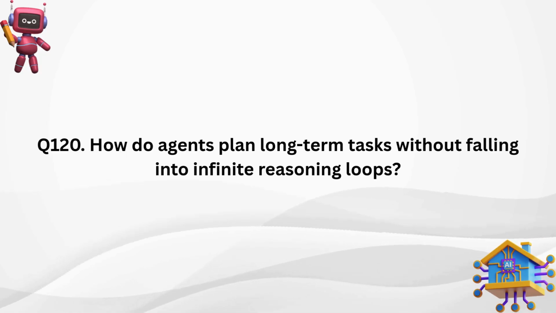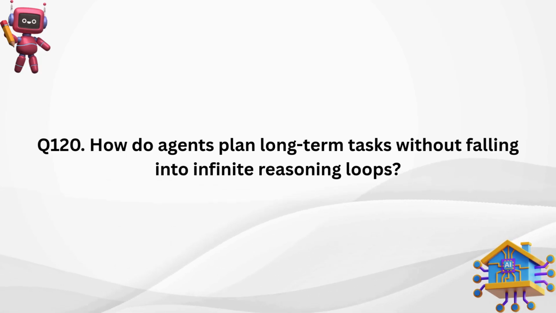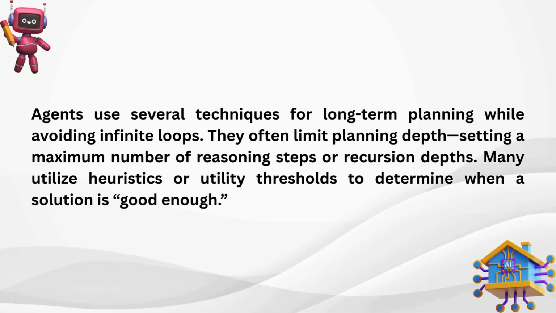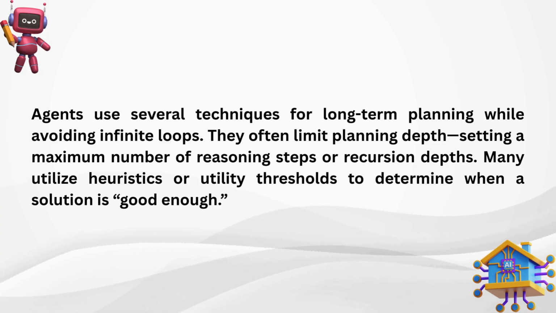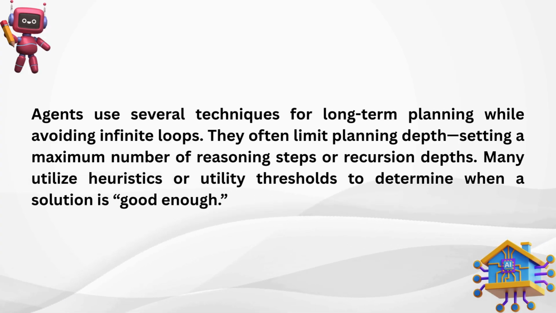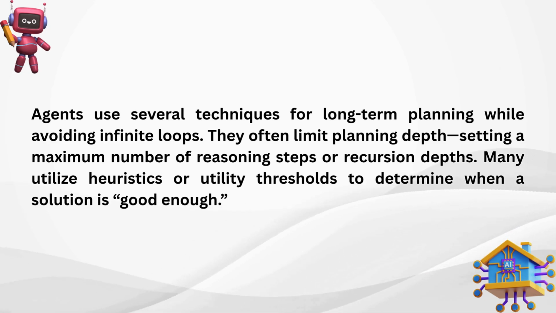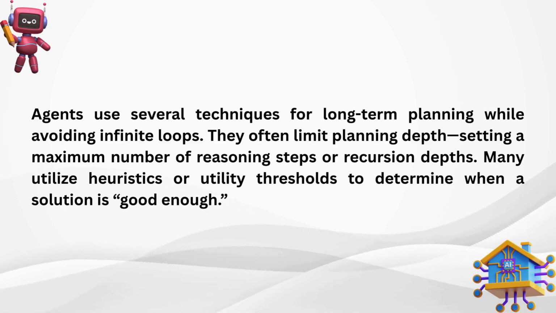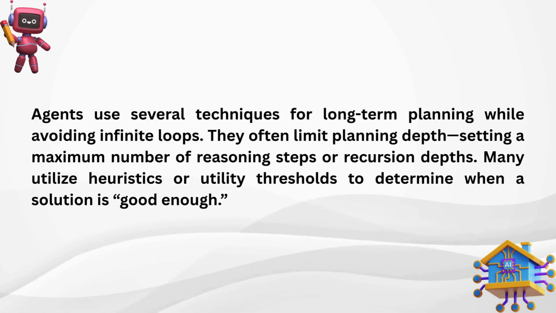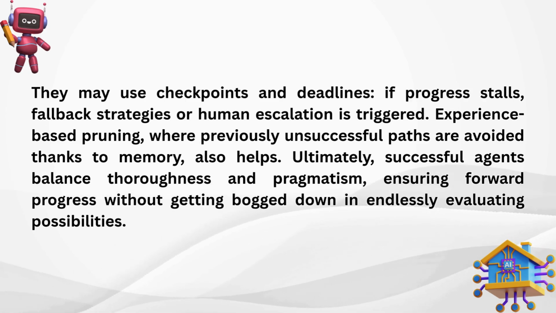How do agents plan long-term tasks without falling into infinite reasoning loops? Agents use several techniques for long-term planning while avoiding infinite loops. They often limit planning depth, setting a maximum number of reasoning steps or recursion depths. Many utilize heuristics or utility thresholds to determine when a solution is good enough. They may use checkpoints and deadlines.